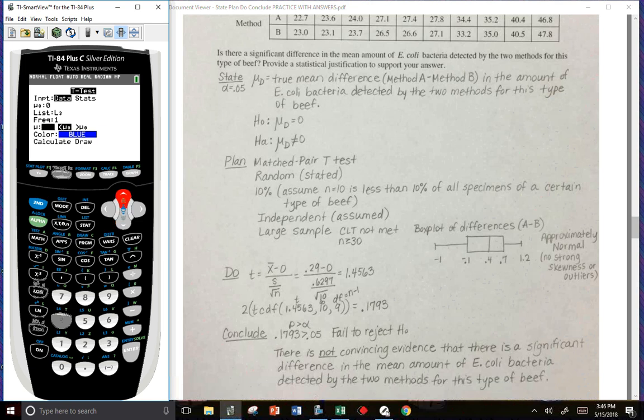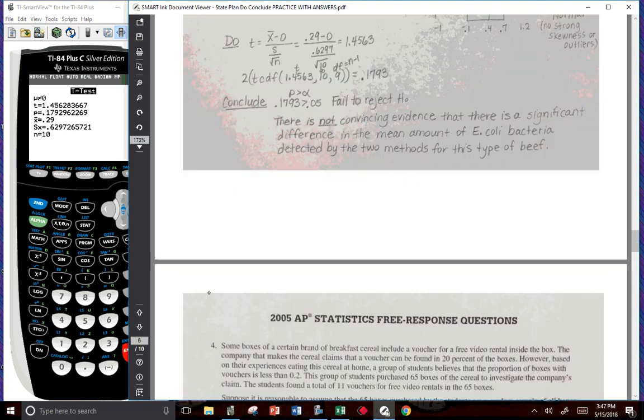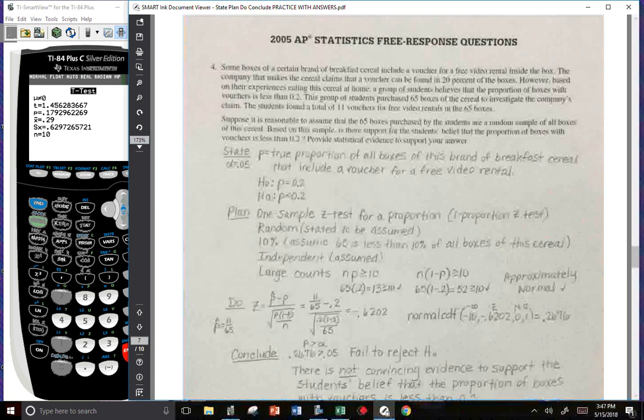What's my alternative symbol? And calculate, and you should get negative 0.6202 for the Z and 0.2676 for the P. Everybody go with that? And if you divided 11 by 65, you really would get the 0.1692, blah, blah, blah. It's just not that important.